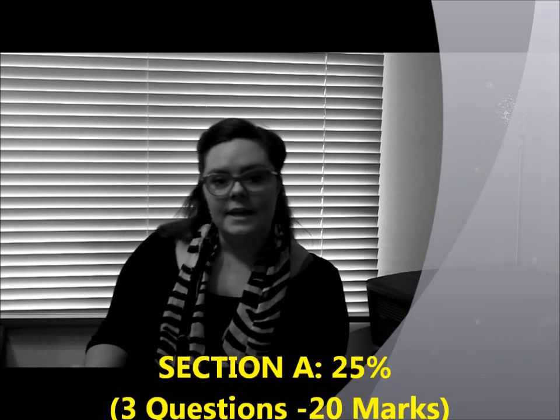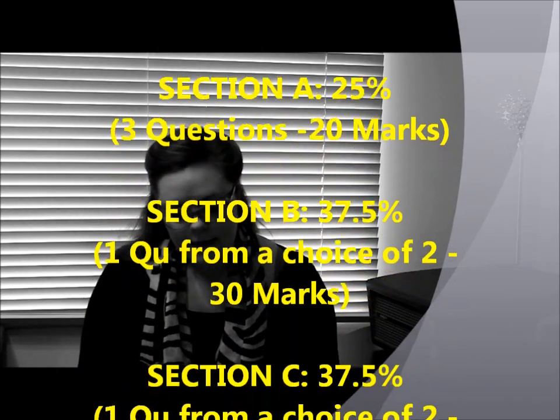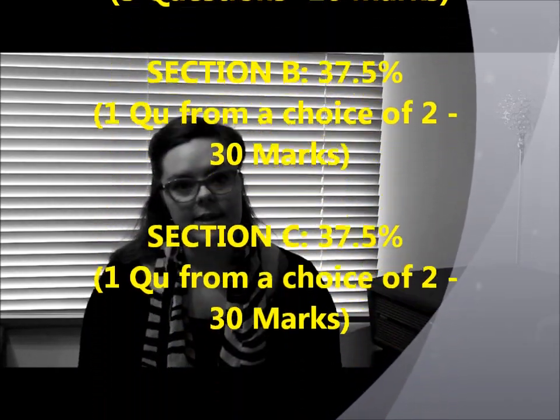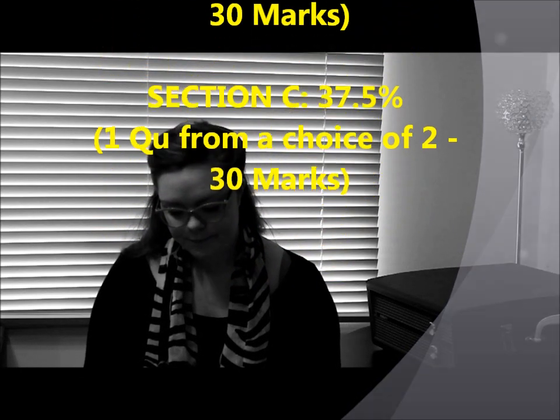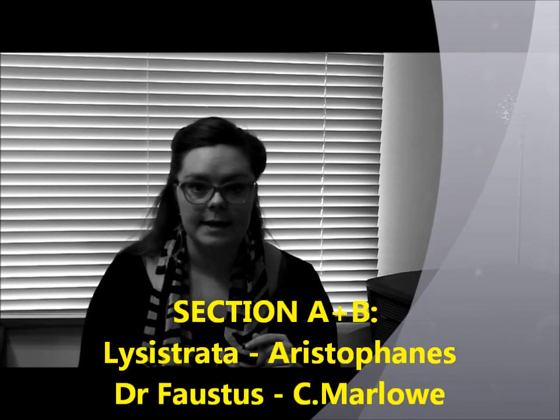A, B and C. Section A is worth 25% of the grades awarded for the exam, and section B and C is worth 37.5% each. Section A and B will be on a set text that your centre has decided, and that will either be Lysistrata by Aristophanes, Dr. Faustus by Marlowe or Woyzeck by Büchner. Section C is based on a live production that you go and see, and it must be from a contrasting era to that which you study in section A and B.